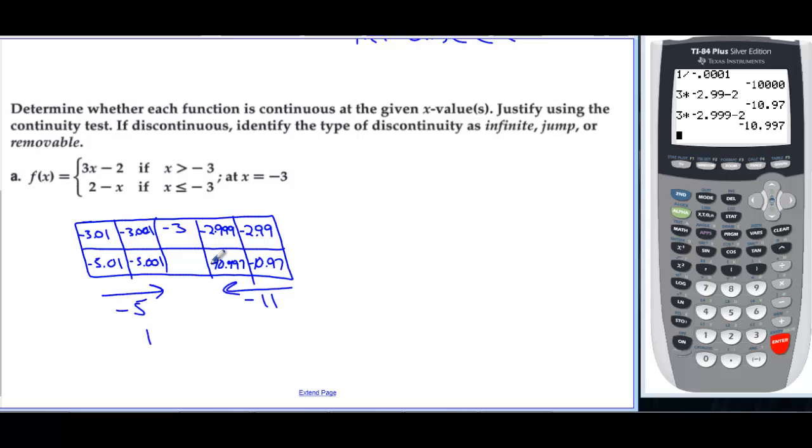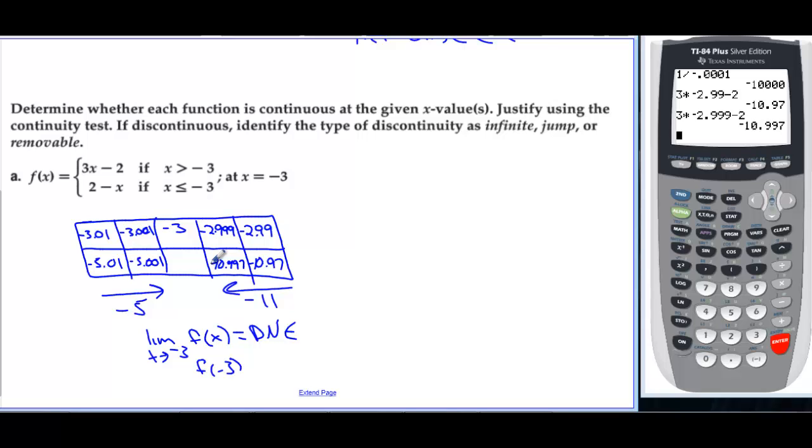The limit as x approaches negative 3 of f of x does not exist. But what kind of discontinuity do we have here? Can you visualize it a little bit? If one side is approaching 5 and the other side is approaching negative 11, jump. The jump discontinuity. But we got to finish the test.